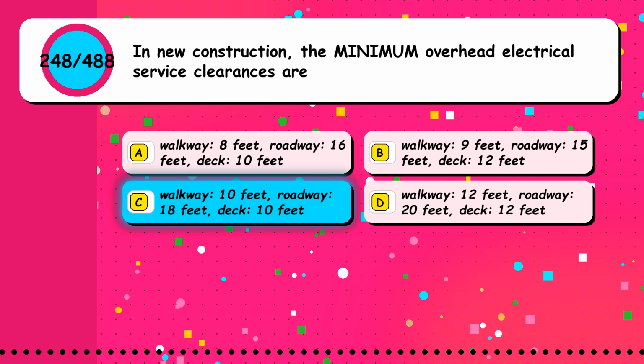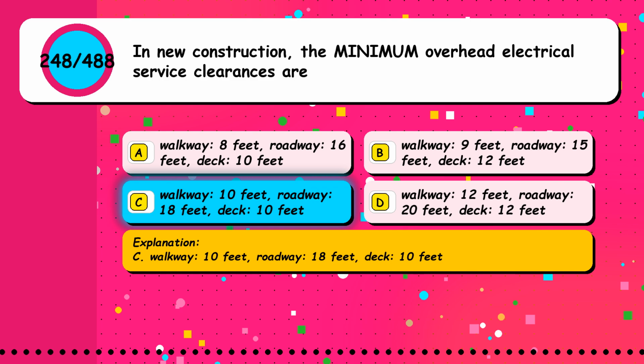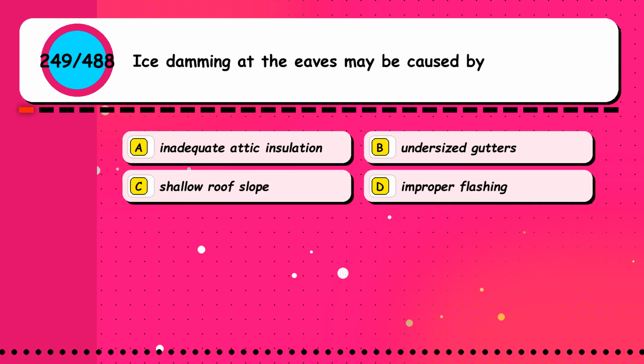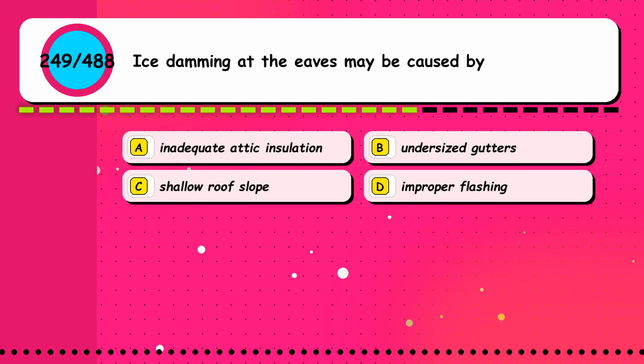The correct answer is option C. Walkway 10 feet, roadway 18 feet, deck 10 feet. Question 249. Ice damming at the eaves may be caused by Option A. Inadequate attic insulation. Option B. Undersized gutters. Option C. Shallow roof slope. Option D. Improper flashing.